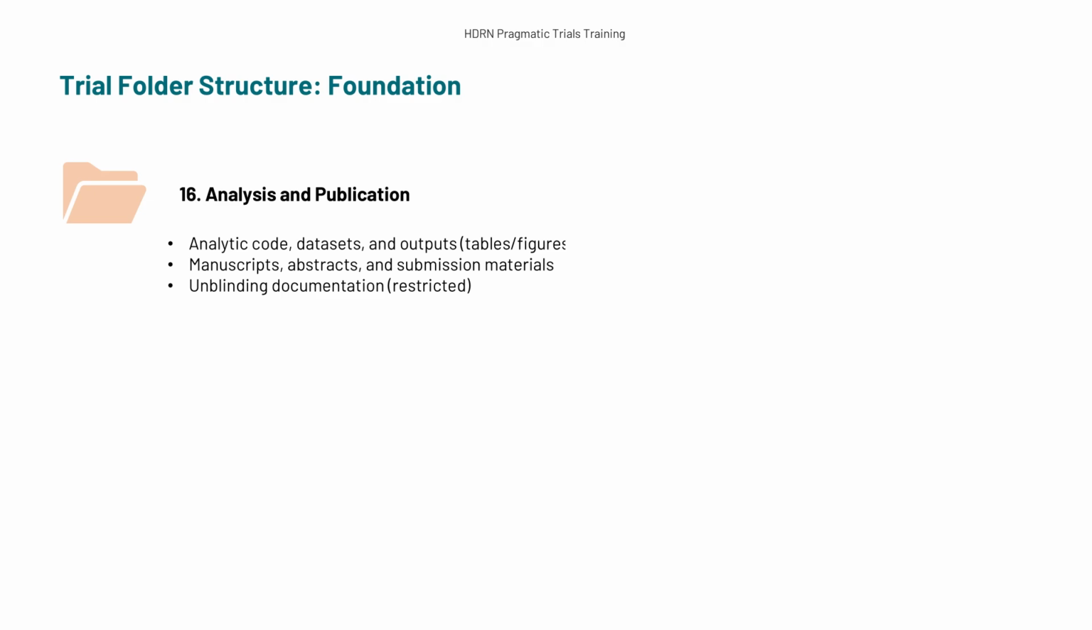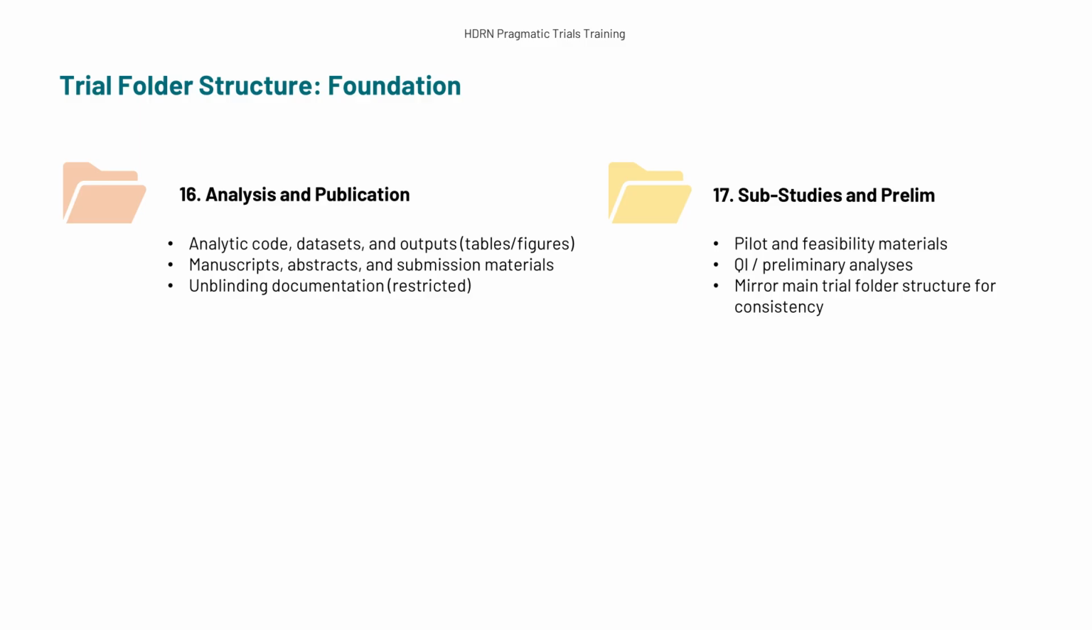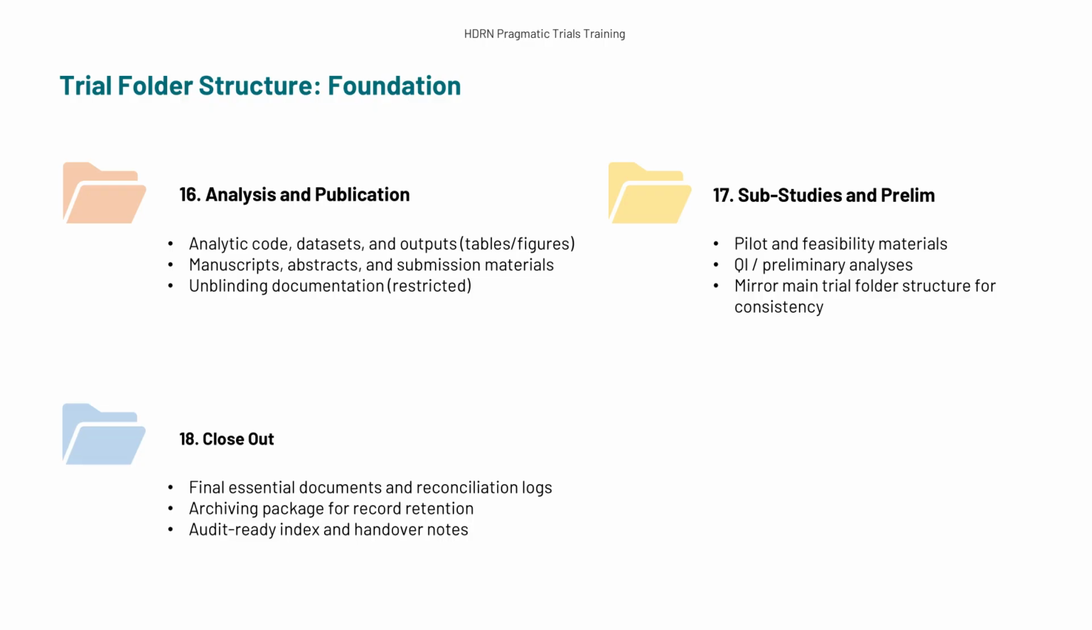Analysis and publication bring together analytic files, figures, and publication materials, along with any unblinding documentation. Sub-studies and preliminary work capture pilot studies, quality improvement activities, and related materials, often mirroring the main SOP structure for consistency. Closeout serves as the final repository for the trial record, supporting long-term archiving, audit readiness, and future reference.